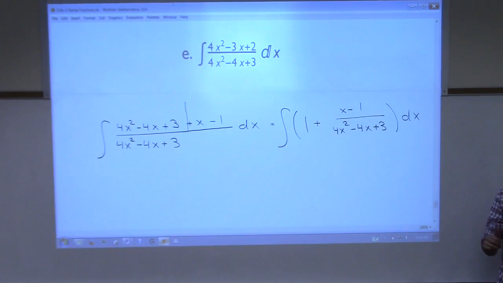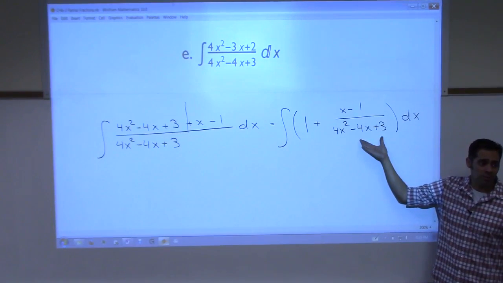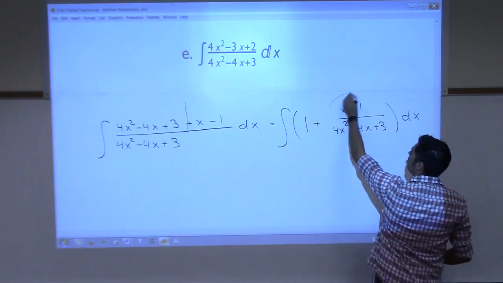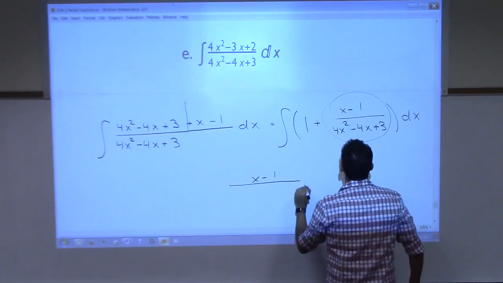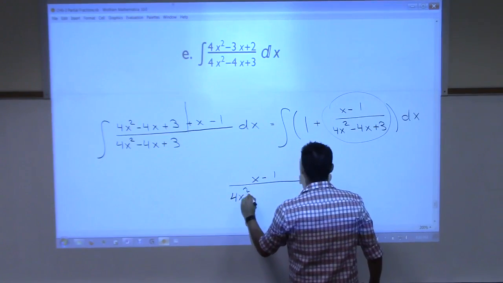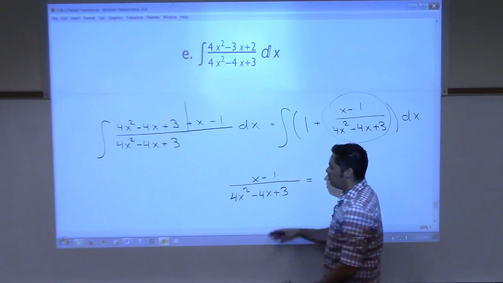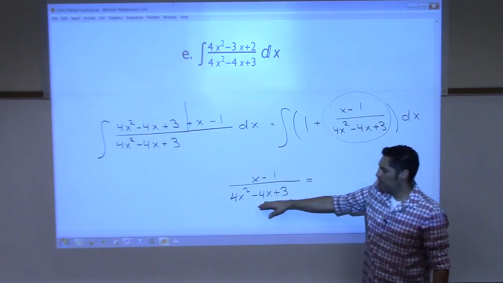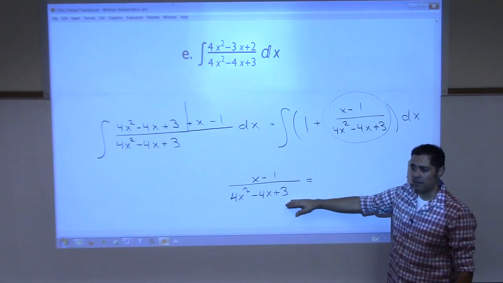Here's what you don't do. What you don't do is look at this and say, okay, I need to do partial fractions. Here's why you don't do that. If I were going to do partial fractions on this, then you would have to see if you can factor that. And that does not factor. So that's an irreducible quadratic.